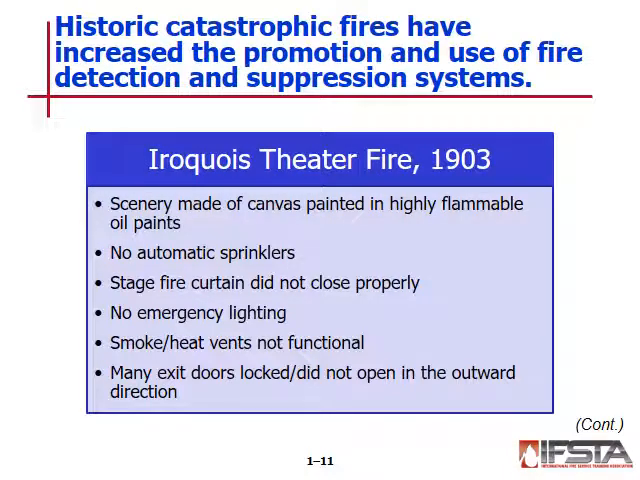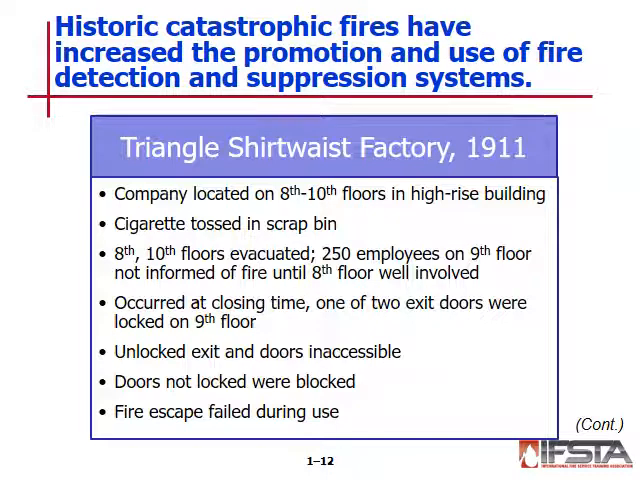Okay, so let's hit the highlights of these fires. Iroquois Theater Fire of 1903. Scenery was made of canvas painted in highly flammable oil paints. There were no automatic sprinklers. The stage fire curtains did not close properly. There was no emergency lighting, and the smoke and heat vents were not functional. Also, many of the exit doors were locked and did not open in the outward direction.